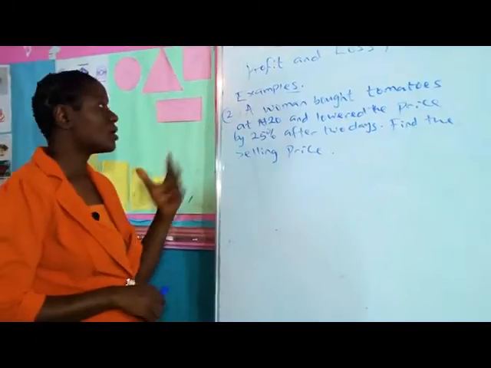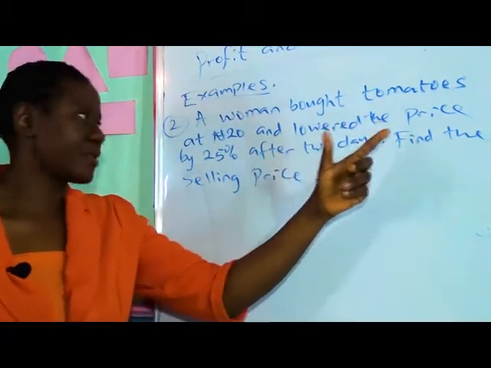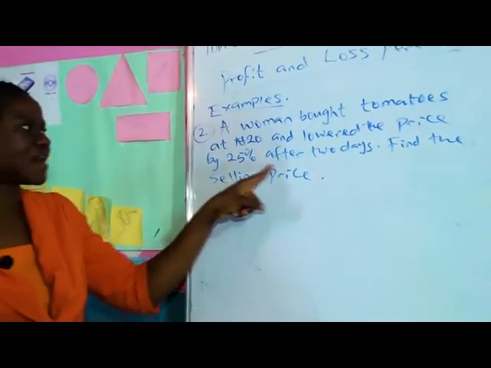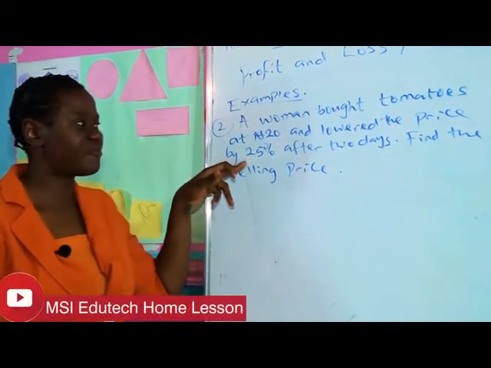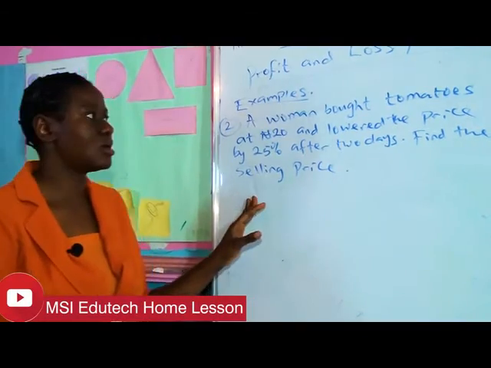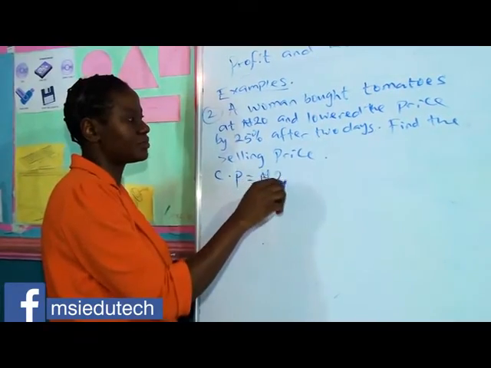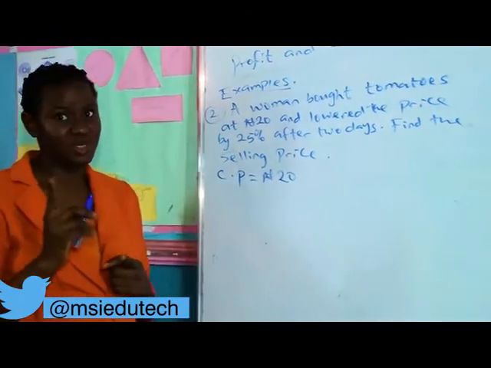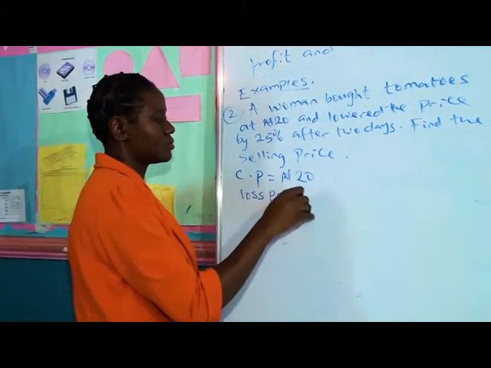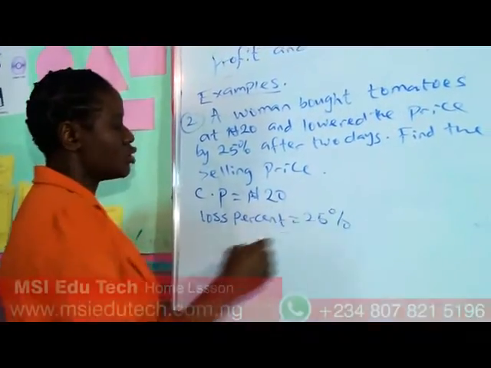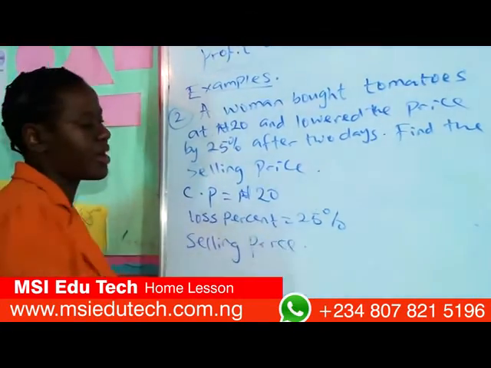Another example. The question is, a woman bought tomatoes at 20 naira and lowered the price by 25% after 2 days. Find the selling price. She lowered the price by 25%. We have the cost price, CP, which is 20 naira. She lowered the price, which means she got a loss. The loss percent is 25%. So we are looking for the selling price.